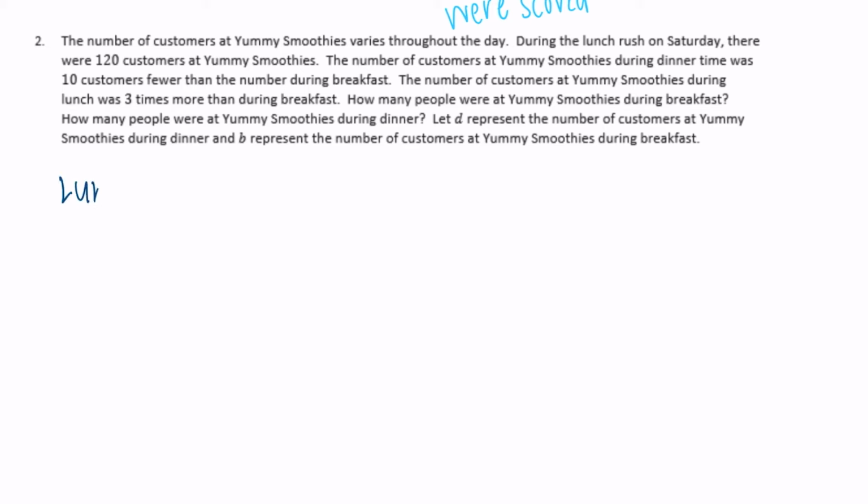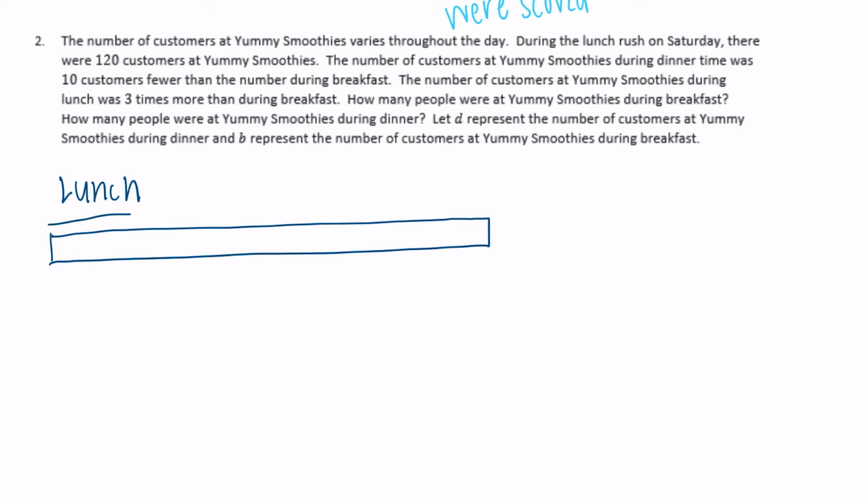So for lunch, there were 120 customers. So I'm just going to make a tape diagram. Leave it empty, and we know that lunch was 120 customers. So the next sentence says, the number of customers at Yummy Smoothies during dinner was 10 fewer than the number during breakfast. So we know whatever they had at dinner time was 10 less than during breakfast. So let's make a dinner diagram.